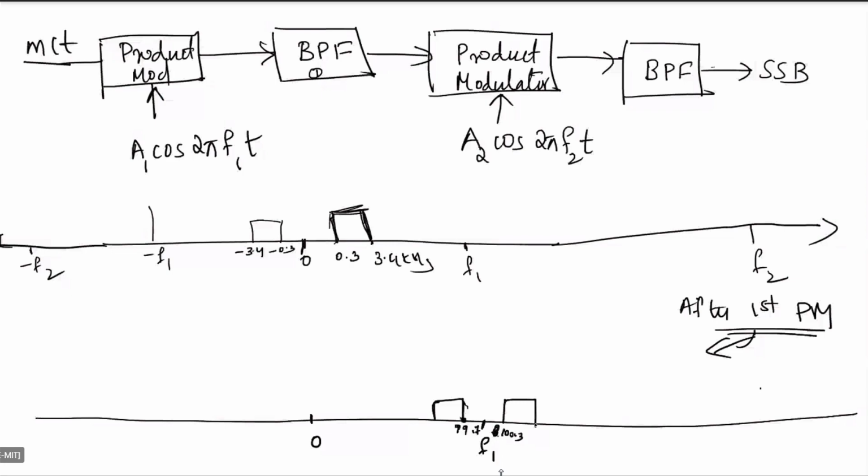And this one is F1 plus 3.4 kilohertz, that means 103.4 kilohertz. And here it is 100 minus 3.4, which will be 96.6, isn't it? Yes. So this will be my 100.3, 103.4 and 96.6 after the first product modulator. Similarly the mirror image here. This will be my spectrum.